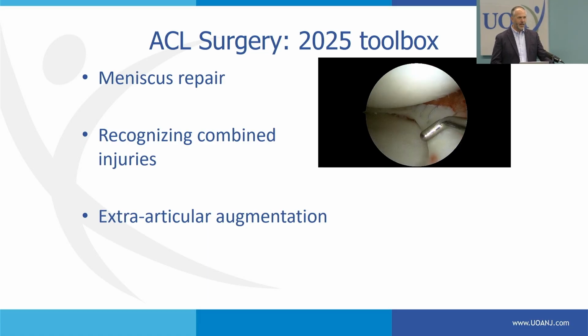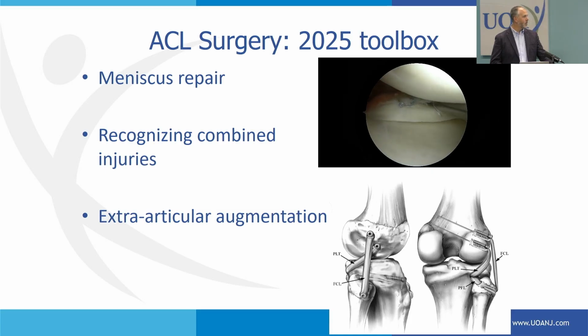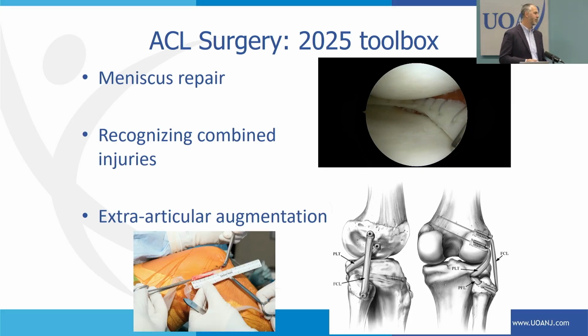We also have to recognize combined injuries. So for patients who have LCL tears or posterolateral corner injury, just doing an isolated ACL tear because that's in your wheelhouse and that's what you do most commonly, those have a much higher risk of failure. So identifying the patients who have a posterolateral corner injury, very important to both identify it, but then also address it.